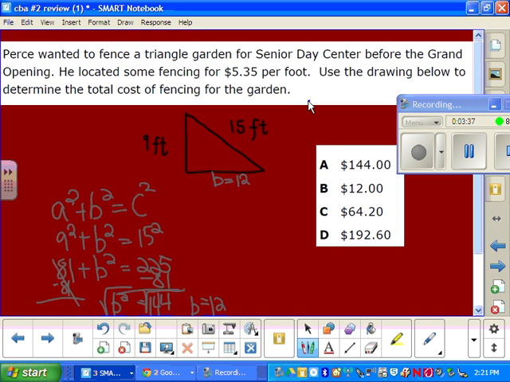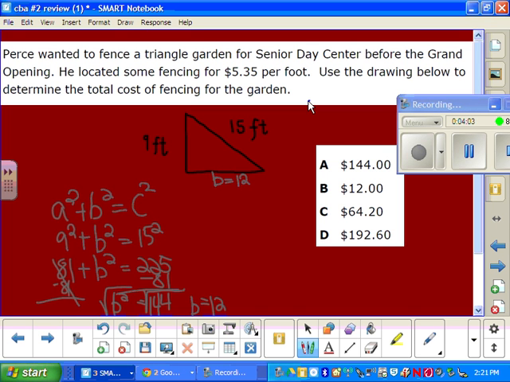A squared is equal to 9 squared. B is what we're looking for. C squared is 15 squared. And I went ahead and worked all that out for you to find that B is equal to 12. But as you can see with this question, it's not just asking us to use the Pythagorean theorem and find the side B. It's asking us to determine the total cost of fencing for the garden.